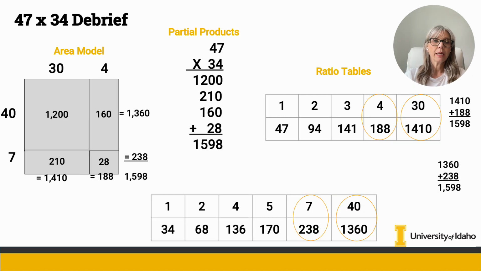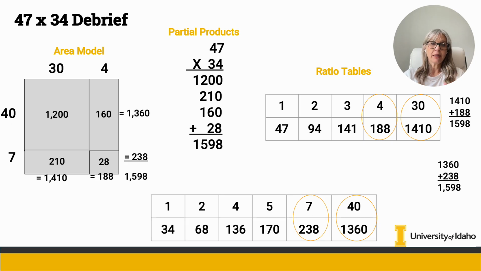Let's take a look at how we break down 47 times 34. One way, let's look at the area model first, right there on the left. So in this area model, we split the 34 into 30 and 4, and we split the 47 into 40 and 7. Then we do 30 times 40 is 1200, 30 times 7 is 210.